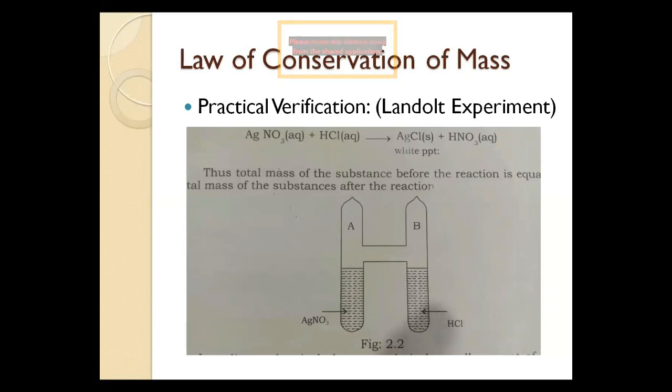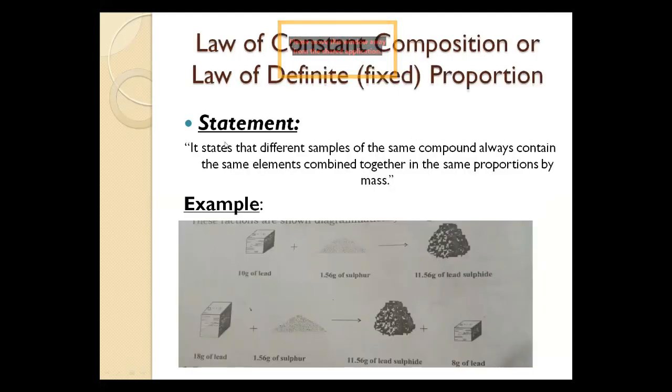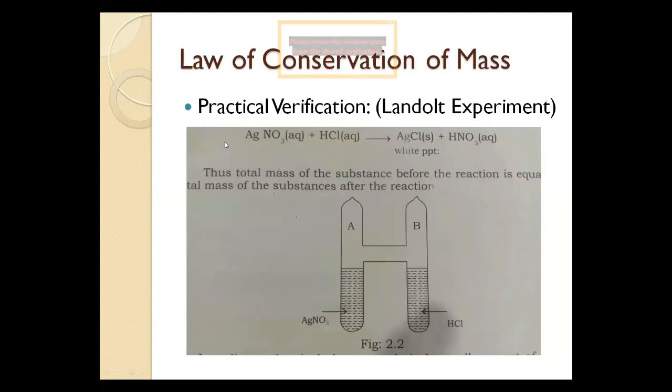This law of conservation of mass was proved experimentally with the help of the Landolt experiment, named after the scientist. The German chemist H. Landolt studied about 15 different chemical reactions with great skill to test the validity of the law of conservation of mass. For his experiment, he took AgNO3, silver nitrate, and HCl, hydrochloric acid.